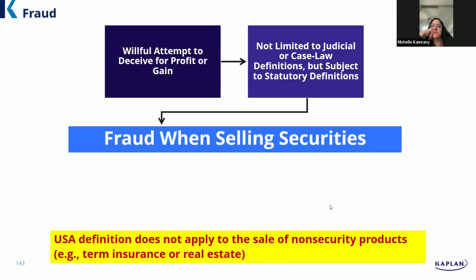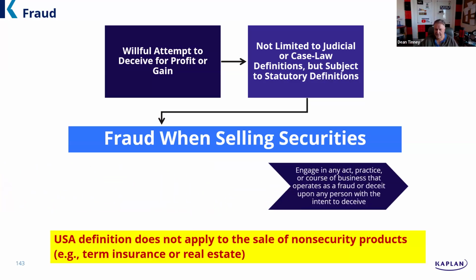In case you're not clear what fraud is, it's a willful attempt to deceive for profit or gain, right? It's not limited to judicial case law. It's a statutory definition. So if you end up in jail, it's usually for making a fraudulent distribution of securities to the public. Now, be careful again. We're not saying you can rip off people with insurance. We're just saying that's a different regulator, right? The Uniform Securities Act doesn't apply to the sale of insurance. That's what non-securities products are called on the test, right?